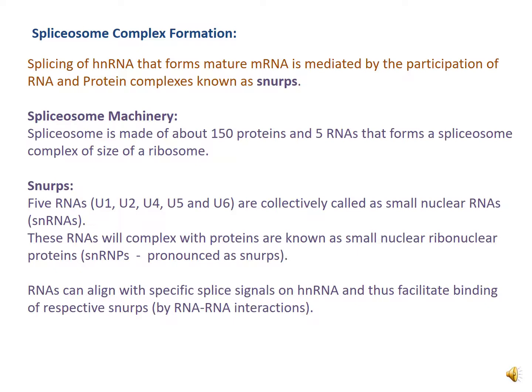So the RNAs can align with the specific splice site signals on hnRNA. These are the RNA-RNA interactions responsible for the specific recognition of a particular splice site by particular snRNAs. That is how the different types of snRNPs bind to specific splice site signals.